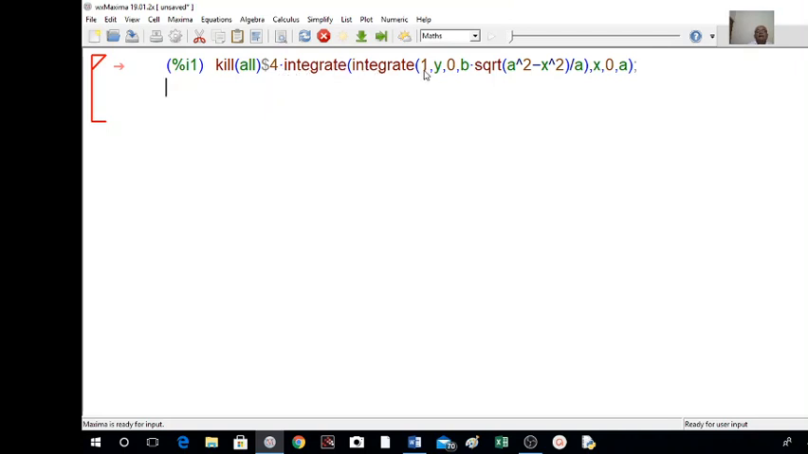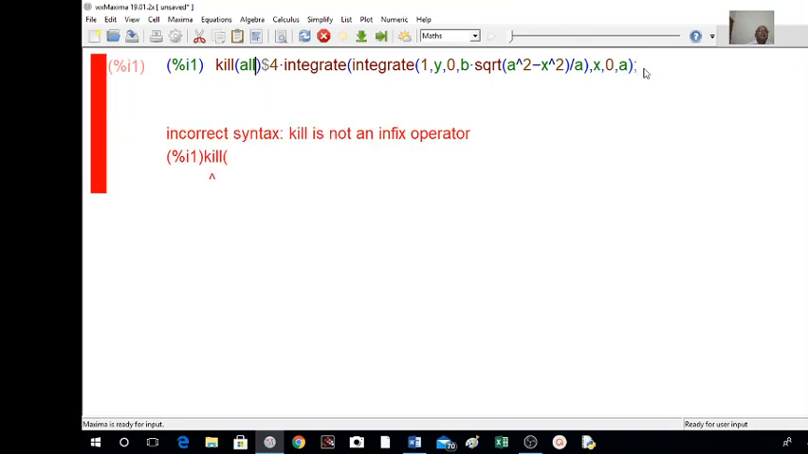Integrate. There is no function, which means 1 is the function here. First with respect to y. Y ranges from 0 to b by a into root of a square minus x square, comma. Then we are integrating with respect to x here, that is comma x. X ranges from 0 to a. Okay, if I execute this, incorrect syntax.